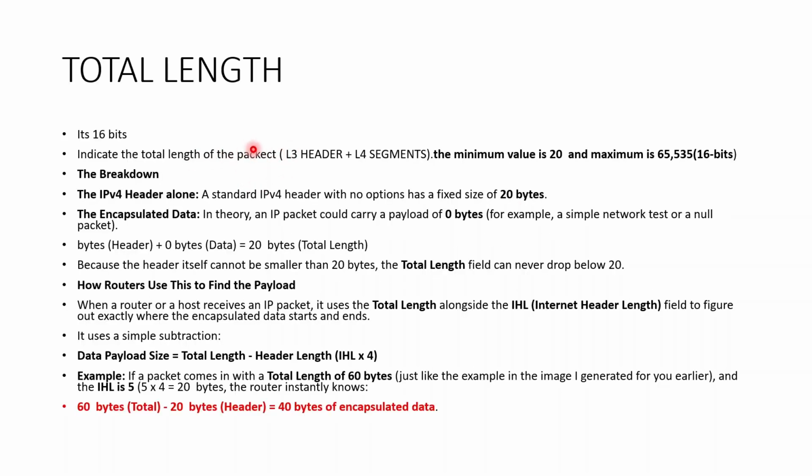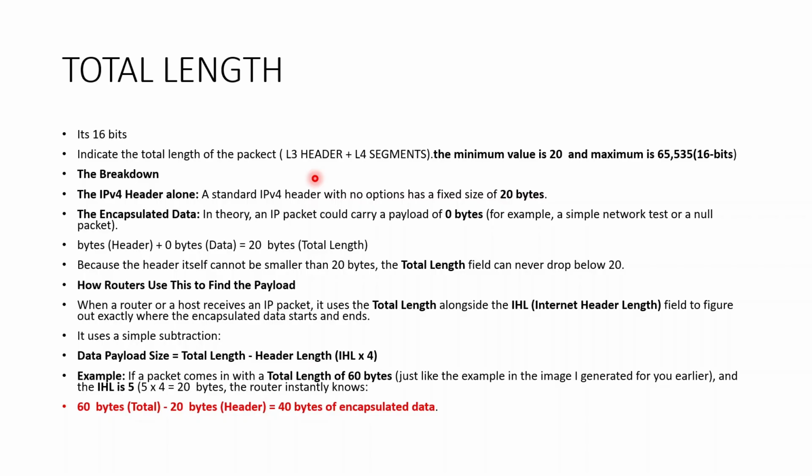The next field is the total length. It is 16 bits long, and this field is used to indicate the total length of the packet, which is the layer 3 header and the encapsulated layer 4 segment. This is where the actual data that is going to be transmitted in IPv4 is contained. However, we had a discussion about the IHL field in the IPv4 header, which stands for Internet Header Length. We said it is a field used to indicate the length of the IPv4 header.